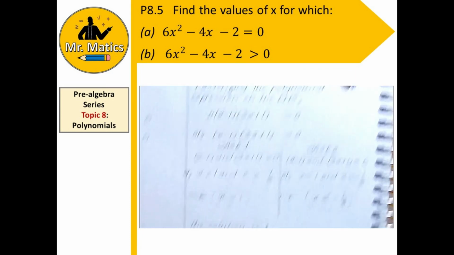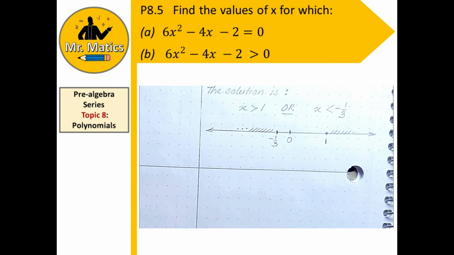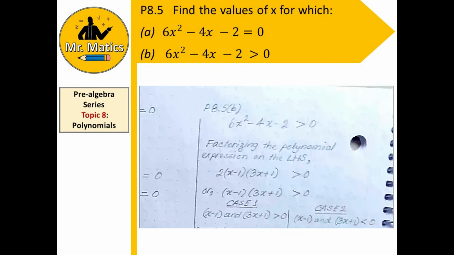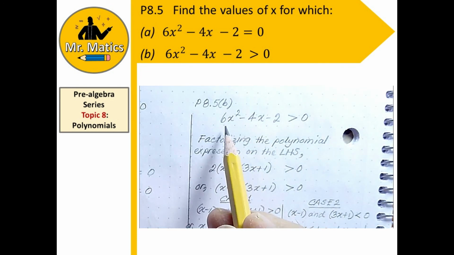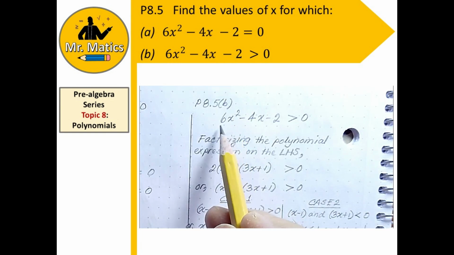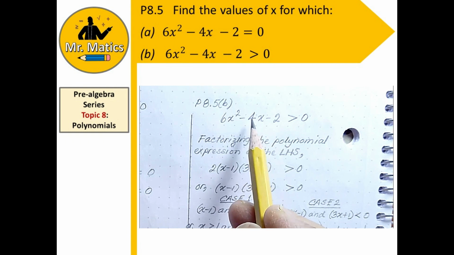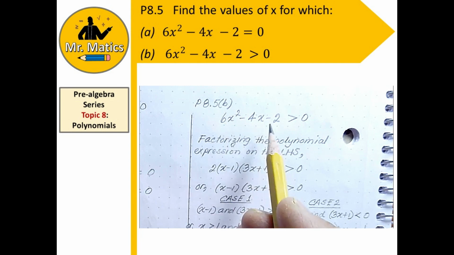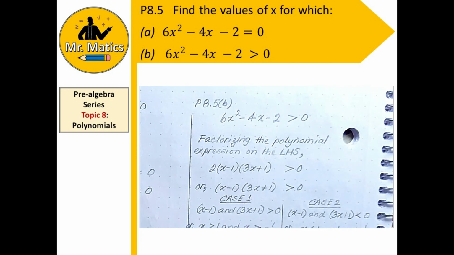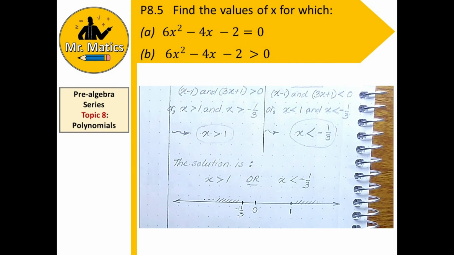So coming back to the number line, let's pick another number on the other side now. Let's pick minus 1 this time. So if I put minus 1, 6x squared becomes 6, and then minus 4 times minus 1 will make it plus 4, so 6 plus 4 is 10, 10 minus 2 is 8, and 8 is greater than 0, so it does make sense.